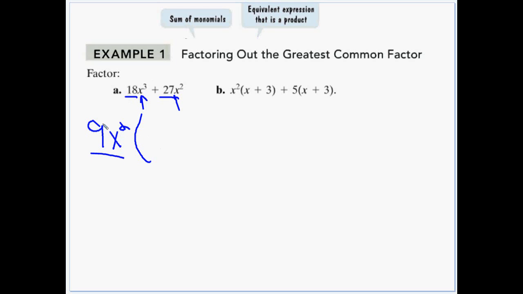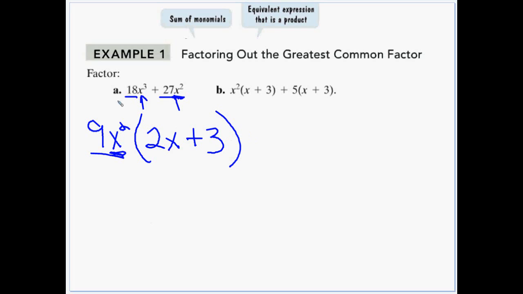So 9x squared, if we distributed and we multiplied it by what's here, we should get back to 18x cubed. So 18 divided by 9 is 2. And then x cubed divided by x squared would be x to the first plus. In the second term, 27, we factored out the 9, so divided out. That leaves you with the 3. And this x squared got factored out entirely, so it's gone. So we can close our grouping symbols.